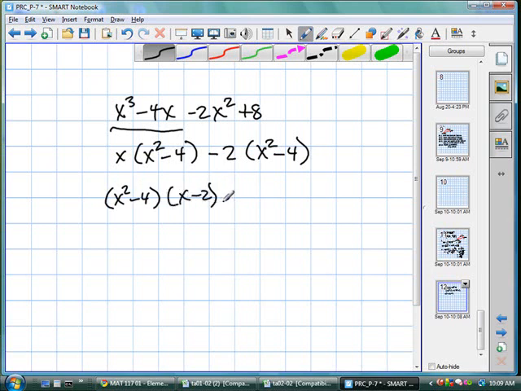Okay, now that's not bad, except we're not done. I asked you to factor it completely. You should have said, that guy right there is the difference of 2 squares. So I know how to factor that too. That's conjugates.